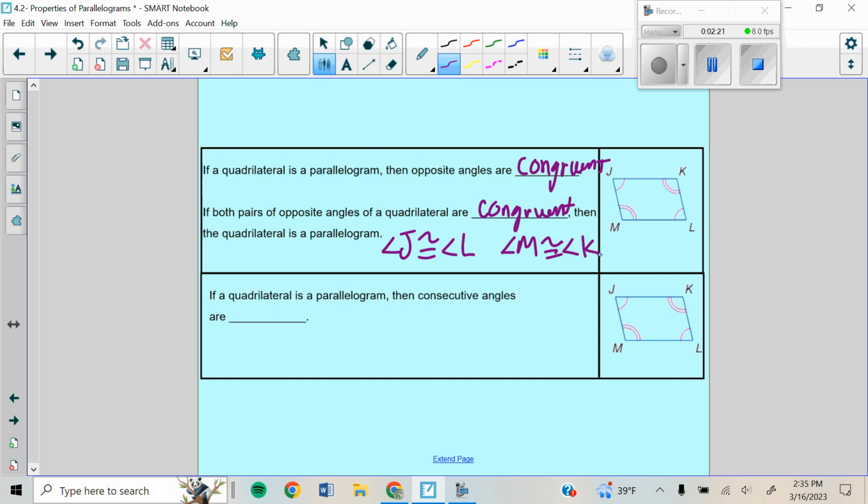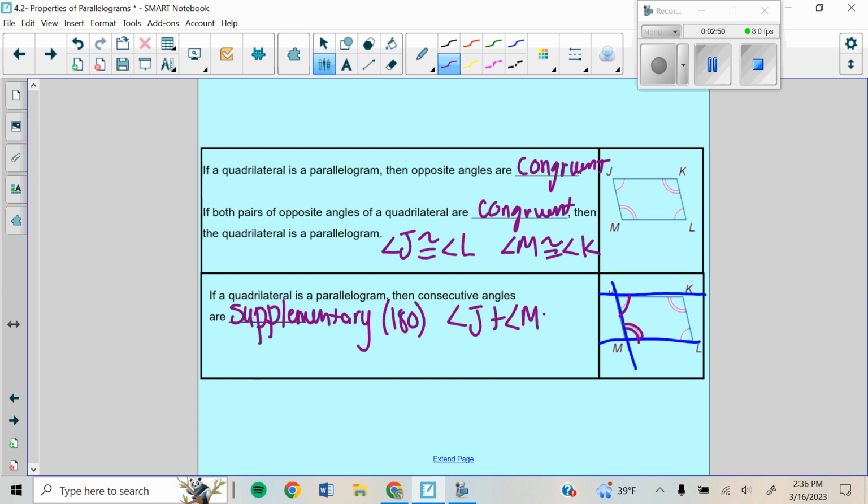And we also have another one that deals with angles, and we talk about consecutive angles. Consecutive angles are supplementary, which means they add to 180. And we know this to be true. Think back to Unit 2, where we talked about parallel lines being cut by a transversal. If we look here, we have parallel lines, and they're cut by a transversal. So angle J plus angle M equals 180. Those are consecutive interior angles.